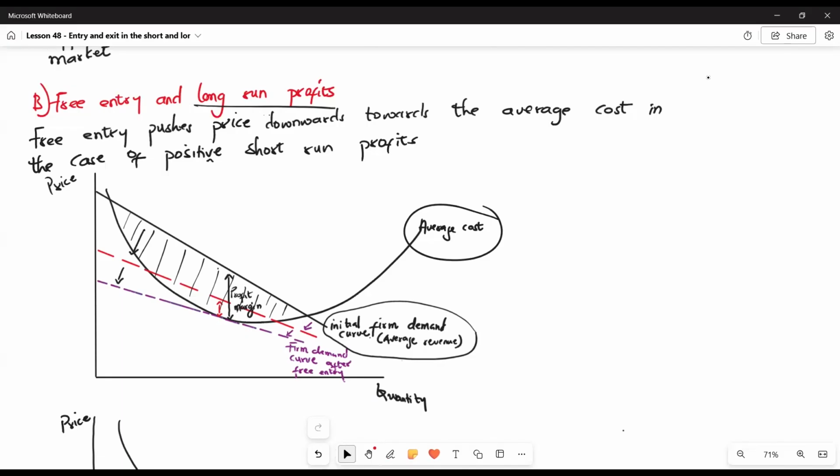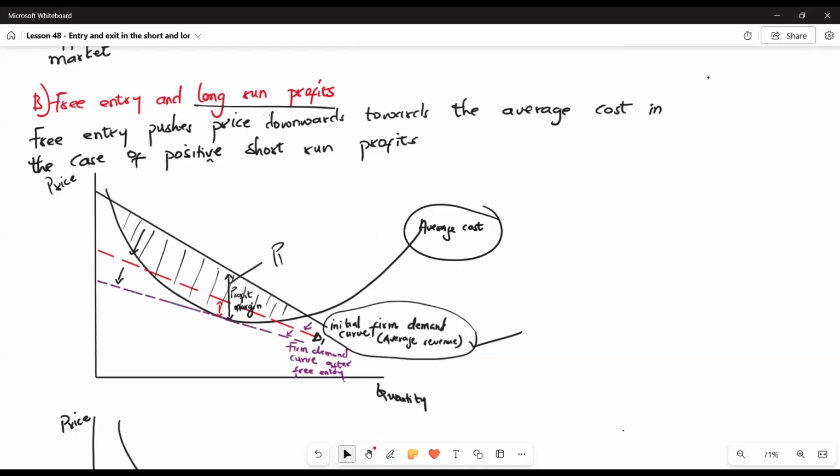Now, if we look at the case of free entry, because firms can easily enter the market when there is positive economic profit, the entry is going to push the existing firm's demand curve down to the left, making it flatter. If we start from this initial demand curve and the firm is earning the profit margin here, let's call it P1. If there is free entry into this market because of this positive economic profit, new firms are going to enter the market. So for instance, 100 new firms enter the market. This is going to push the demand curve for these existing firms to the red line represented here. So let's call this D1.